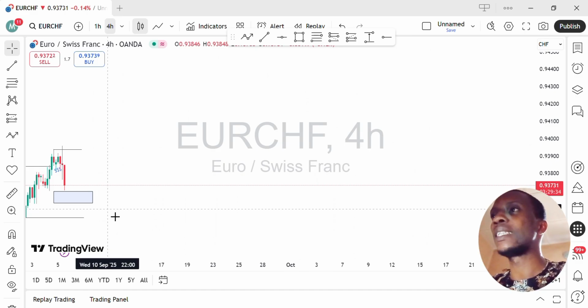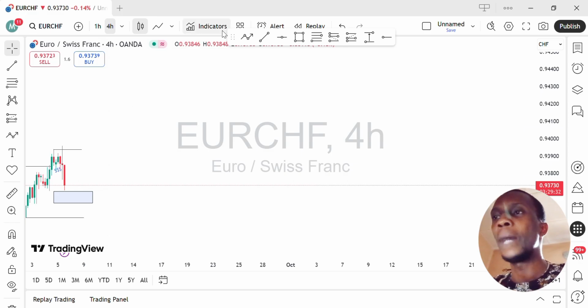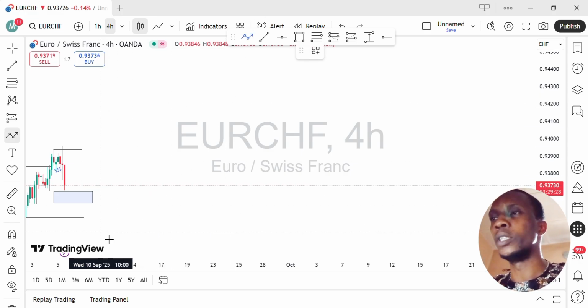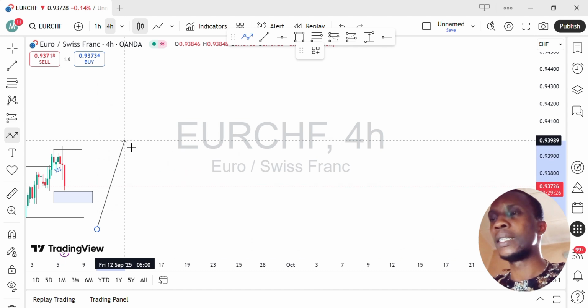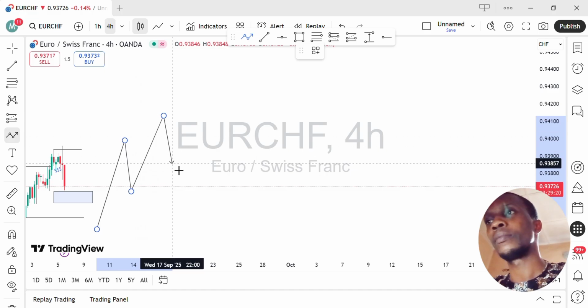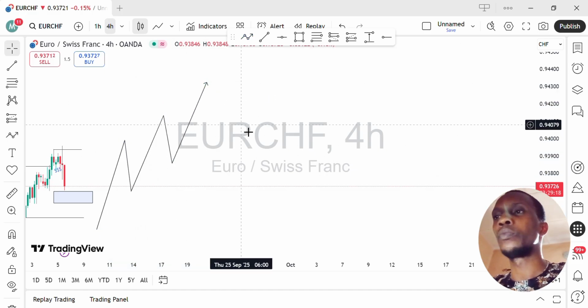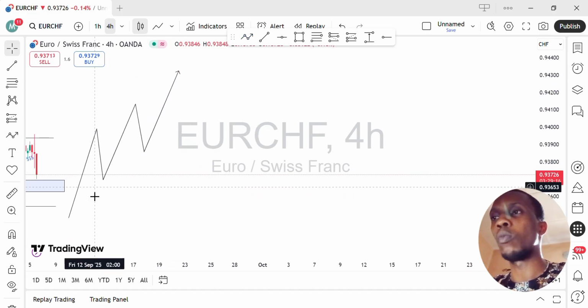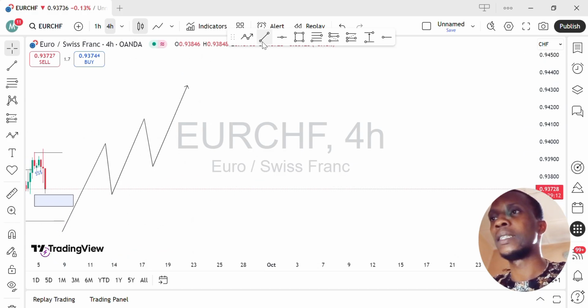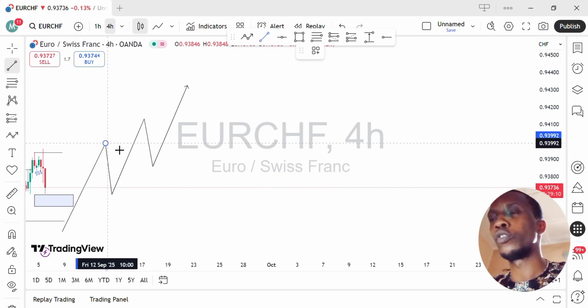After that, I map out the structure. This is the high, this is the low, this is the high, this is the low, this is the high right here. Now, what do I then do? Like I've said, I will map out the market structure. So, like this. This is a break of structure right here. This is another break of structure right here.